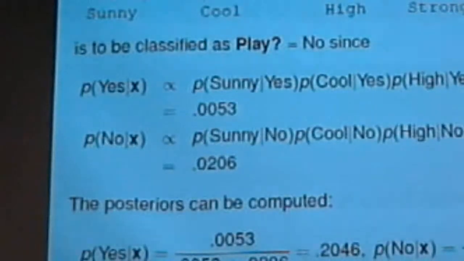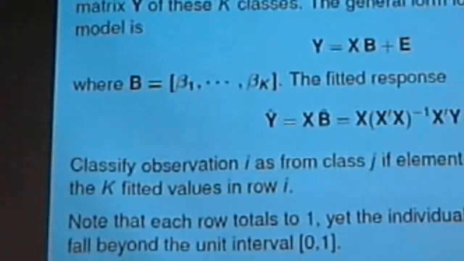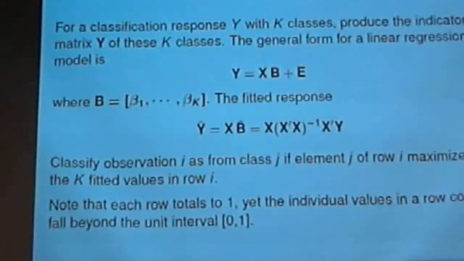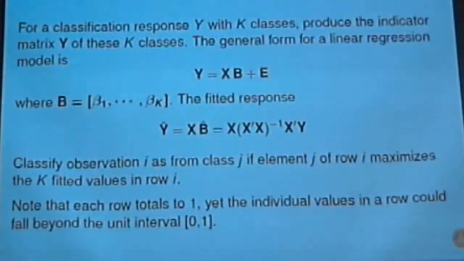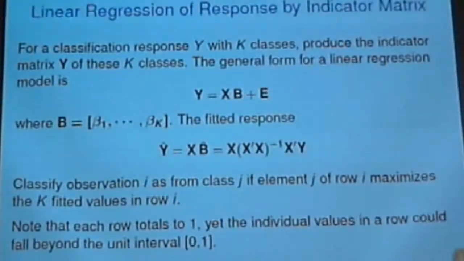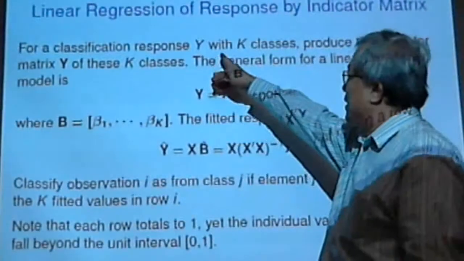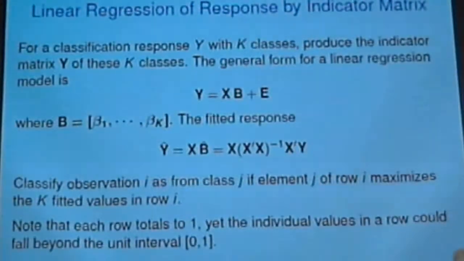Let's go back to our discussion now. Here is the next method. Our simple linear regression model can be used to try to do the classification, except that, of course, our response variable is categorical. What this does is use a simple idea: for classification response Y with K classes, you just produce the indicator variable or the class variable.